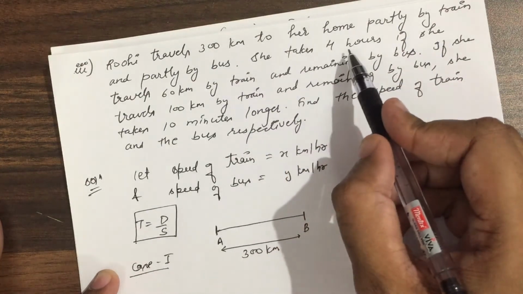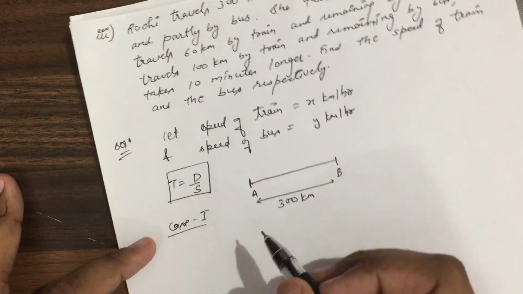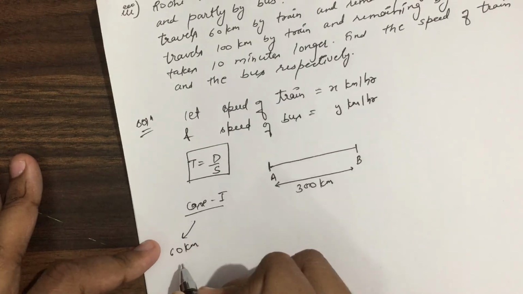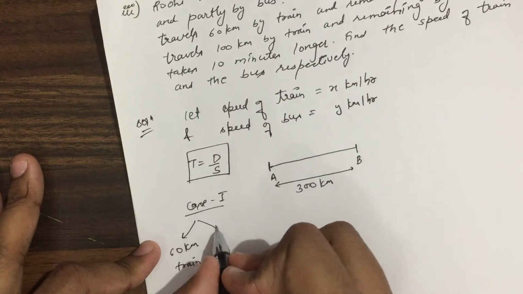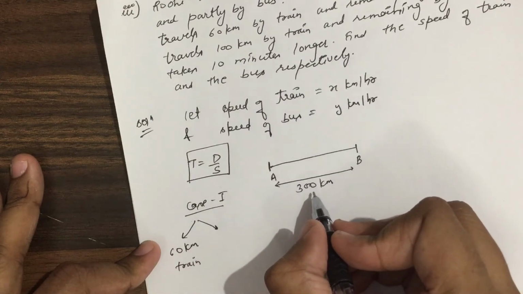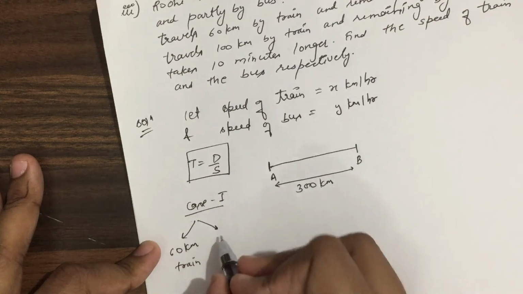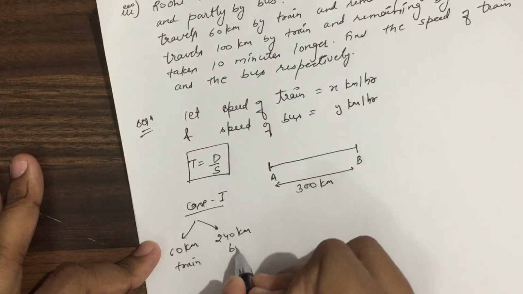She travels to her home partly by train and partly by bus. She takes 4 hours if she travels 60 kilometer by train. In case 1, she travels 60 kilometer by train and remaining by bus. So what is the remaining? Total distance is 300. Out of 300, she travels 60 kilometer by train. The remaining distance will be 300 minus 60, that is 240 kilometer, which is traveled by bus.